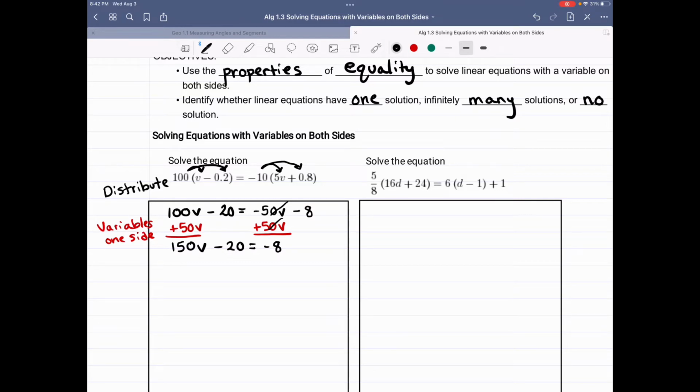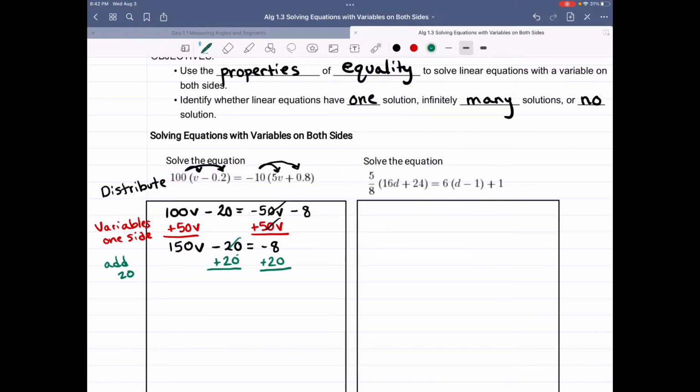The next thing that we're going to do is we're going to use the properties of equality. So we're going to add 20 because we're trying to get v by itself. So if we have 150v minus 20, the last thing I said was minus 20. So we're going to add 20 to undo that. And then these 20s cancel, leaving us with 150v. Each step of the way we get more simplified, equals 12.